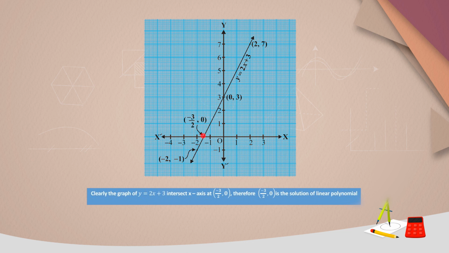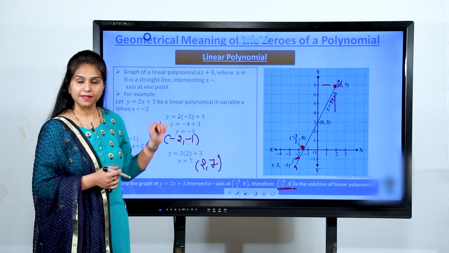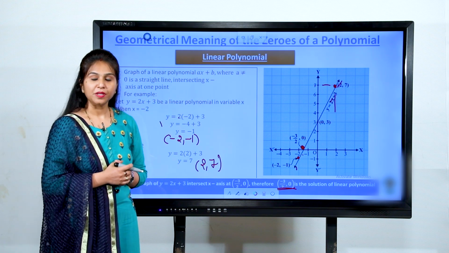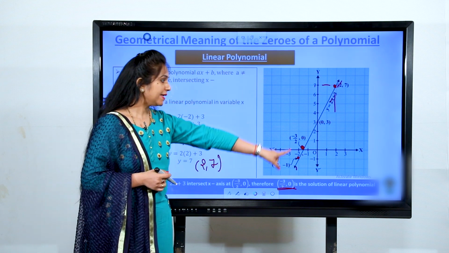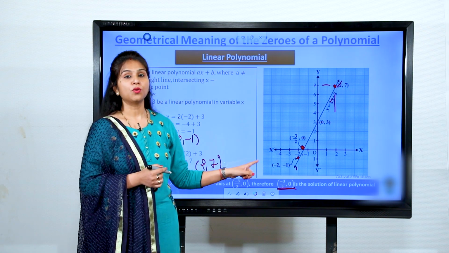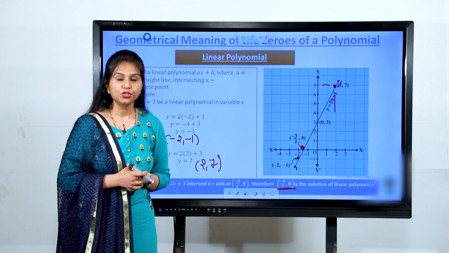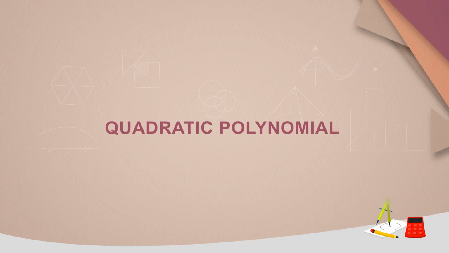So this (-3/2, 0) is the solution of the given linear polynomial y = 2x + 3. I'm repeating this again. When we plot the graph of a linear polynomial, it will intersect the x-axis at only one point, and the coordinates of that intersection point are known as the solution or the zero of the given polynomial.